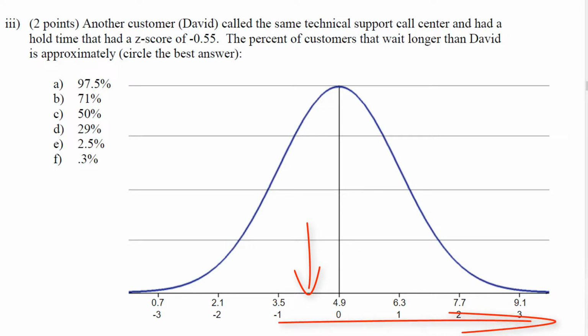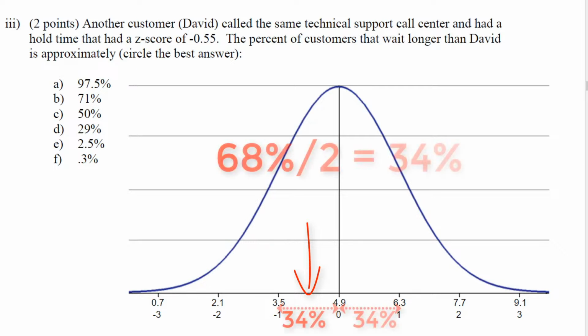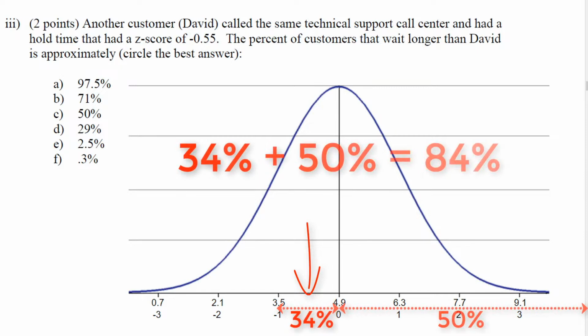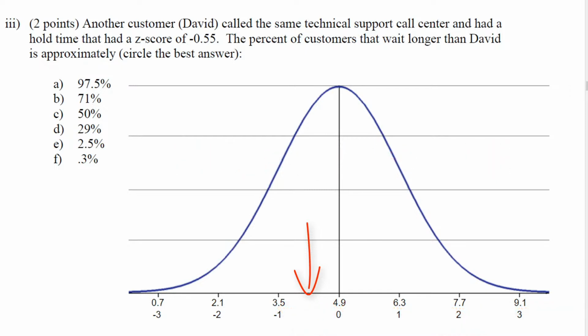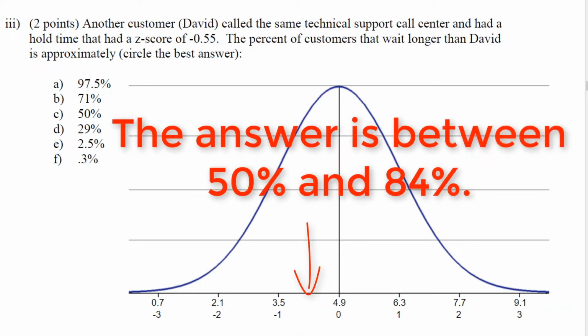But from negative 1 over is going to be half of 68. So we need to break 68 down into 1/2, which is the 68 right here. We break that into 1/2. So that gives us 34, and then we add that to the 50. So from there over is 84%. So the answer has to be between 50 and 84%. It can't be as high as 84% because that'd be too much. And it can't be as low as 50% because that'd be too little. And that makes that the only answer.